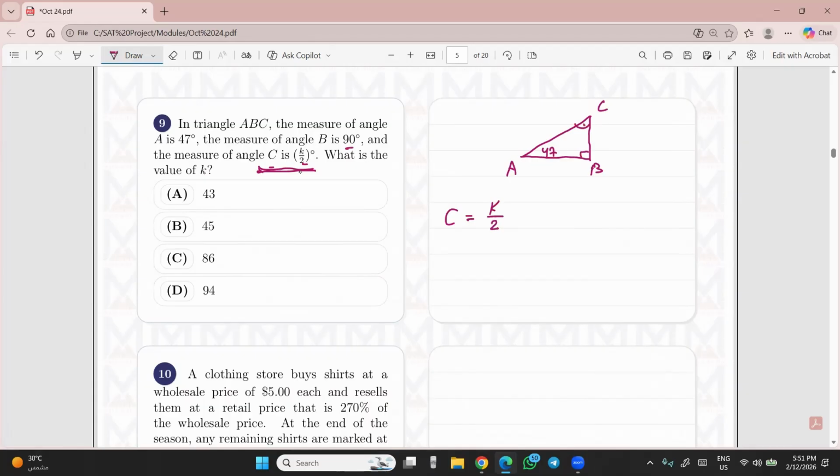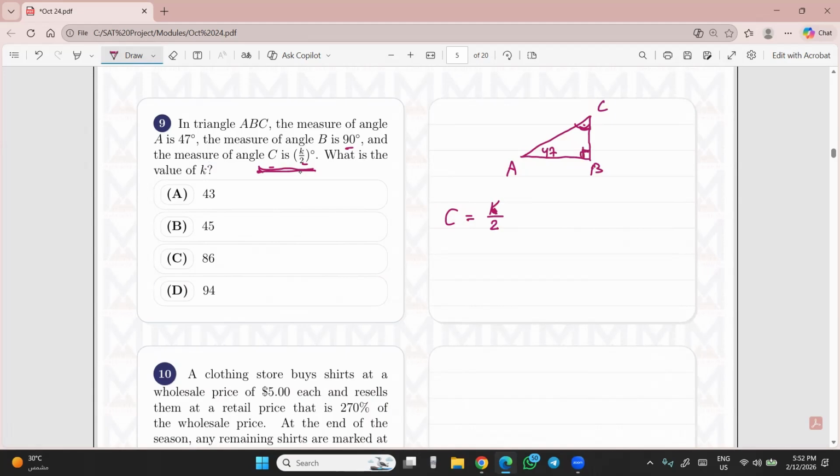But we can get C first because this equation has two variables, C and k, two unknowns. So if we want to get the value of k, the question says find the value of k, we need to get the value of C. So C here is the third angle. And you know that the triangle has a total measure of 180 degrees.